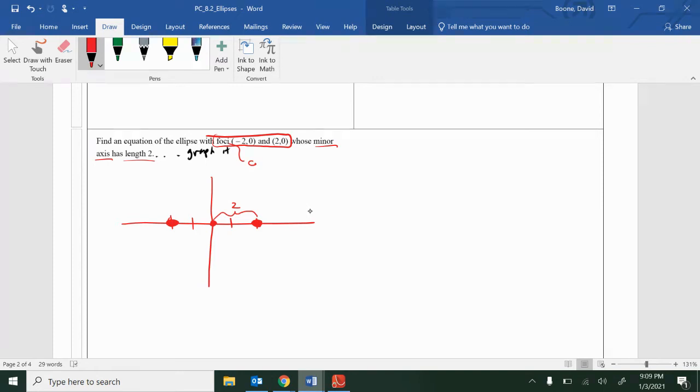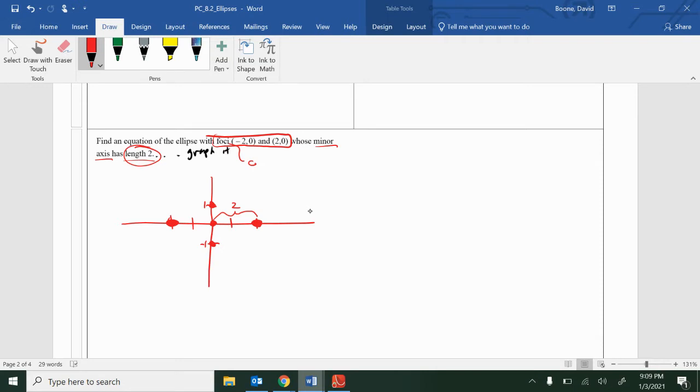Well, the foci are always on the major axis, so we're going this way. So my minor axis has a length of 2. So the distance from one endpoint to another endpoint has to be a distance of 2. So from here to here, that's 0 to 1, down to -1, a distance of 2. So this would be some of my endpoints. Okay, so I know these are the foci, so those are inside, so it's got to go somewhere out here beyond that. So what I got to find is, what is that A value?